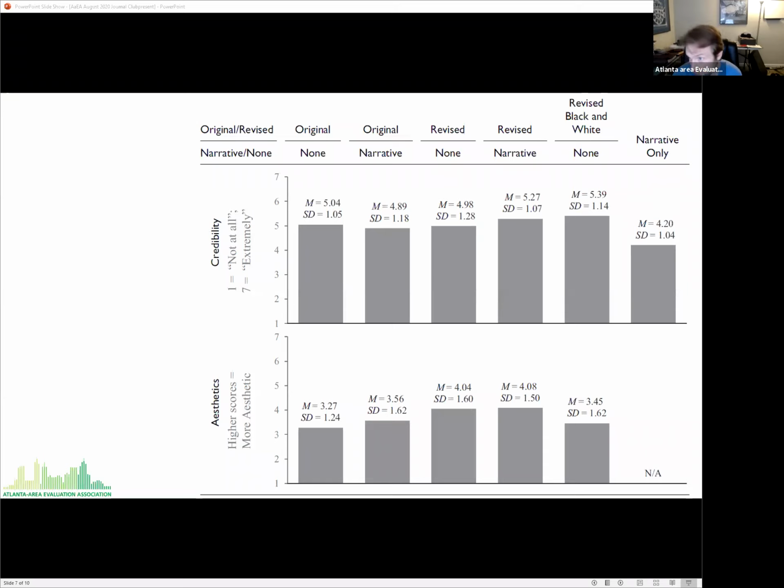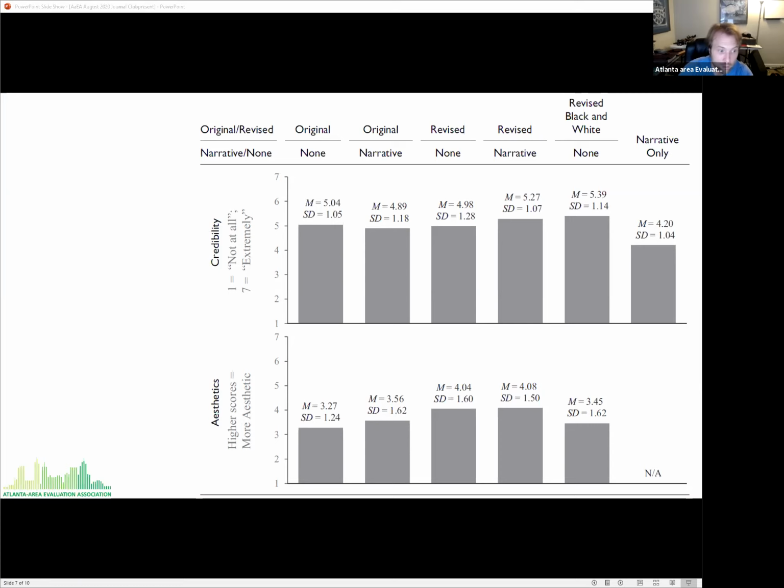And we see the winner of that one, if there is a winner, is definitely the revised narrative, but only slightly when compared to the revised none. They didn't ask this for the narrative group, as one can imagine, because it's just text. That would very well throw off the ANOVA, probably a lot like it did in the credibility one, because text just isn't that aesthetically pleasing.